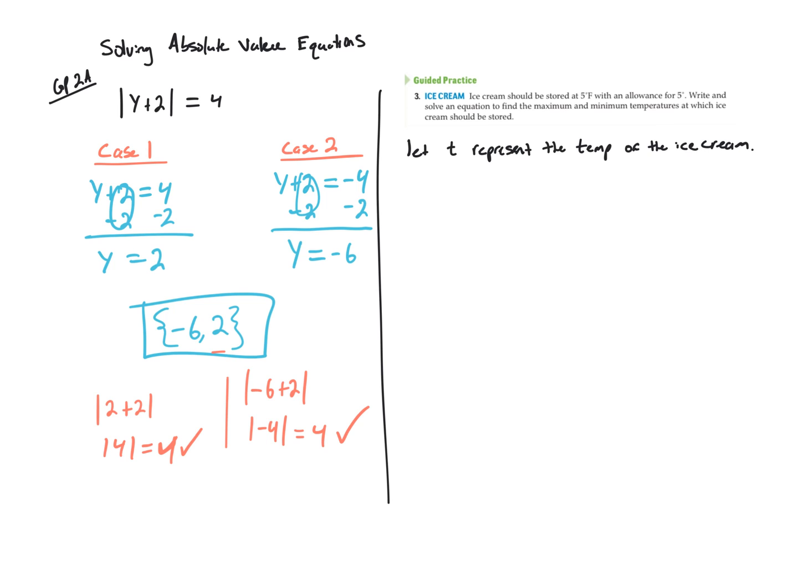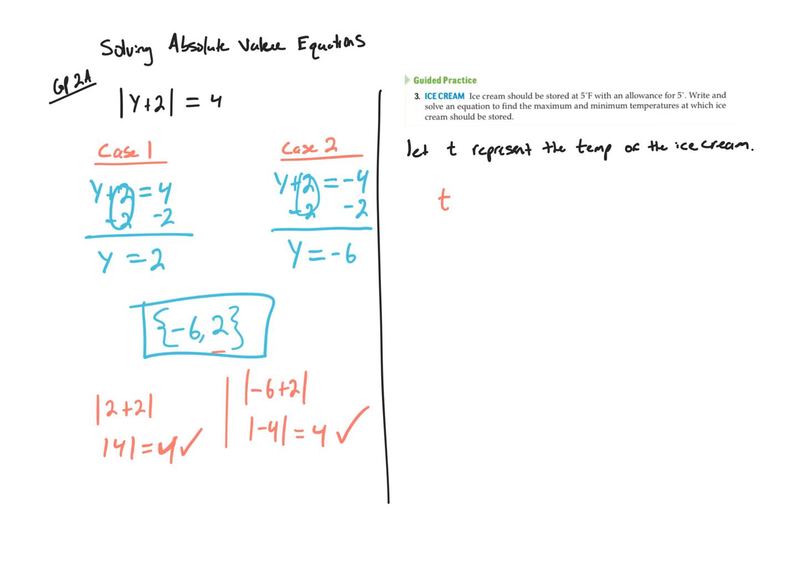So if you keep ice cream, you want to set your freezer to 5 degrees Fahrenheit. But if you open the freezer, the temperature is going to rise a little bit. Maybe if the freezer gets in a cold room, the temperature is going to go down a little bit. So we're going to let T represent the temperature of the ice cream.